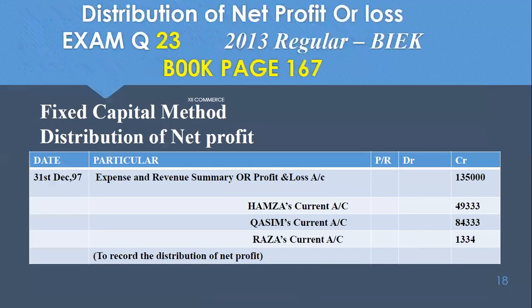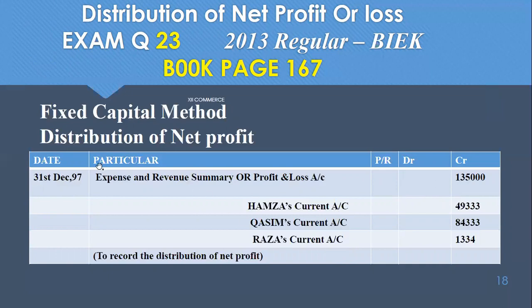The next step, we have fixed capital method and distribution of net profit. Here we have the distribution for the net profit. That is your 135,000. Sorry, it should be over here. 135,000 over here. It is mistakenly credited. 135,000 should be debited. Then we have current accounts of the partners, and these current accounts of the partners should be credited.